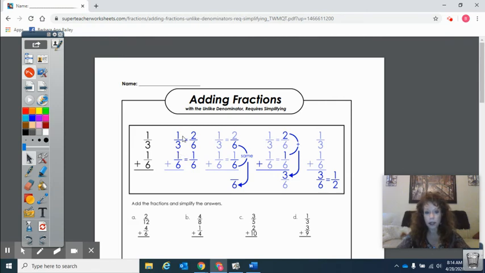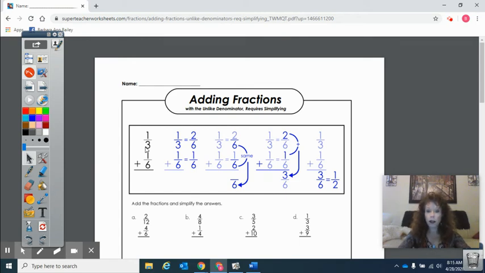Now why 2/6? Well, we want to find a common denominator, same number in the bottom of both fractions. And we can use any common denominator, but the easiest way is to find the lowest or the smallest common denominator. So that means a multiple of 6 and a multiple of 3, and we want to find the lowest one.